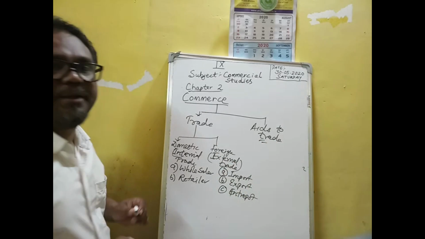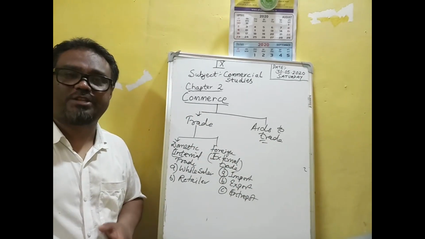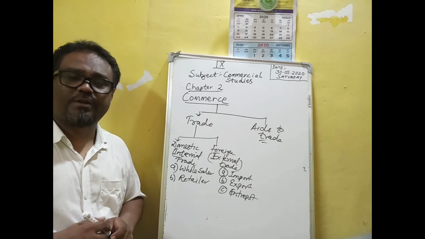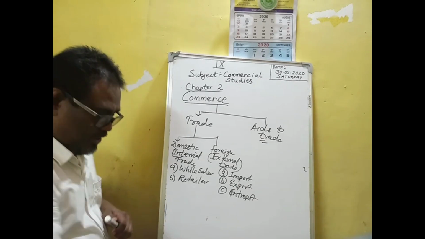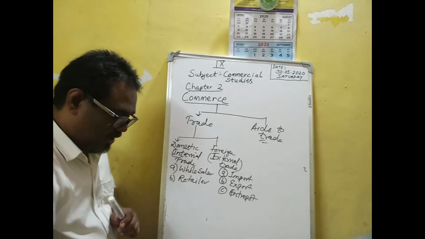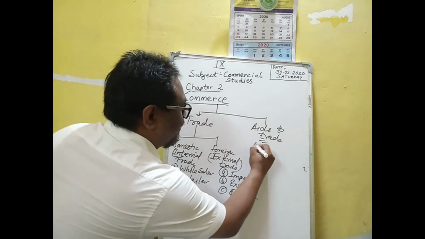So this is trade. Now the next topic is aids to trade. Aids to trade are also known as auxiliary to trade.